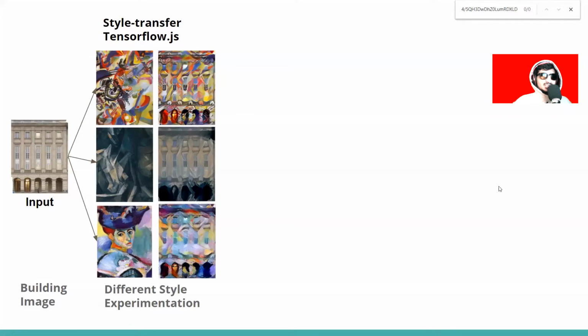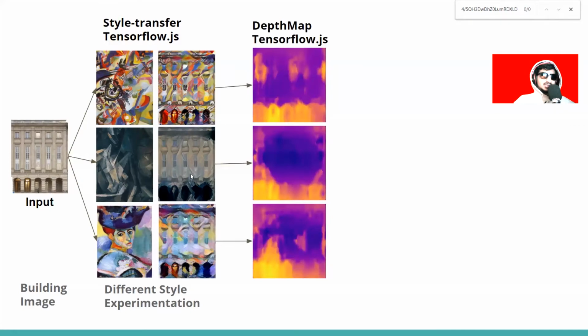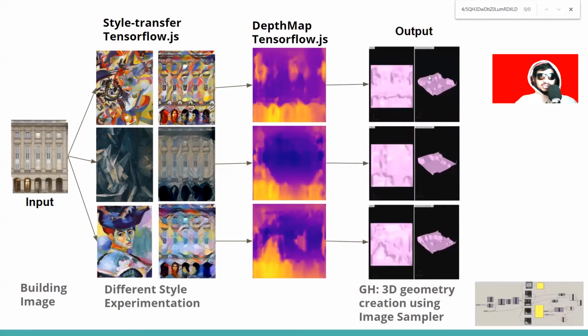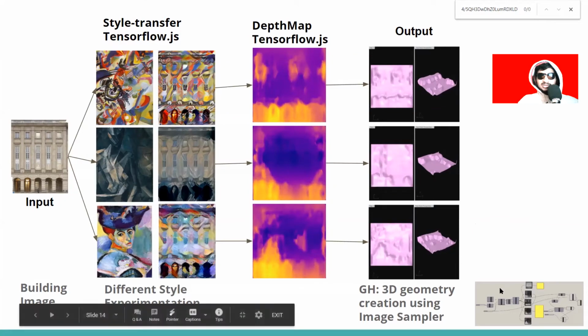I did a basic test run to check whether this workflow will work or not. So I started with an input image, and in Colab, I performed different style transfer operations. And you can see the style image on the left and stylized image on the right. Those outputs were then used to create different depth map images, which ultimately generated different 3D geometries using this Grasshopper script.